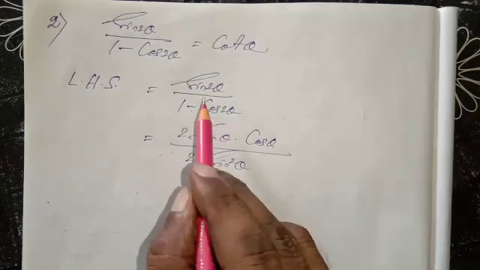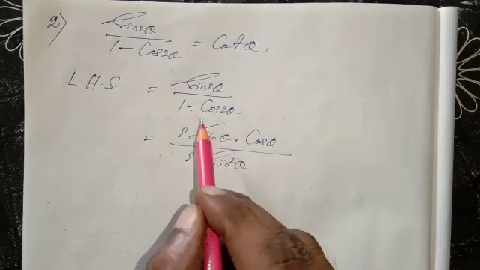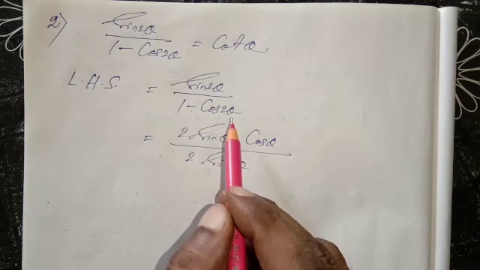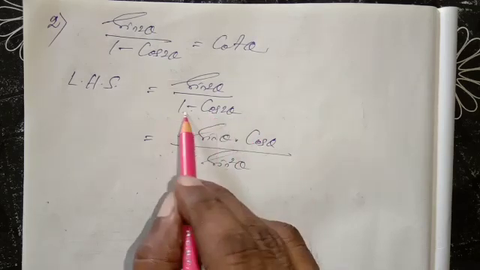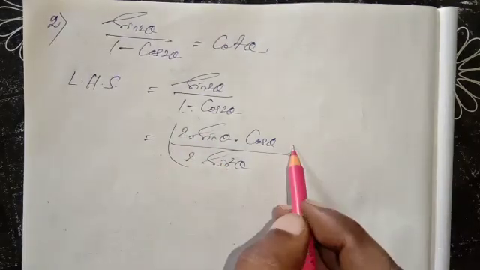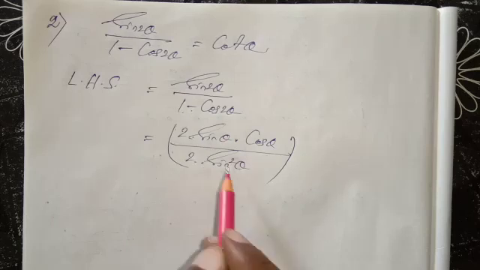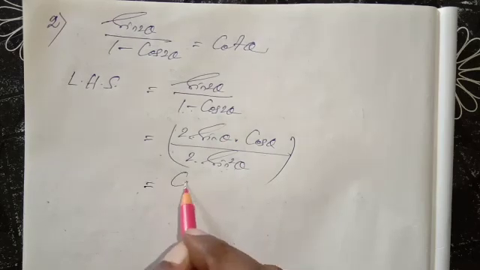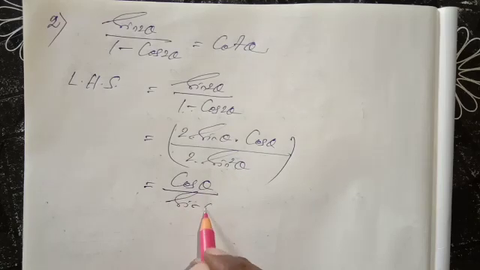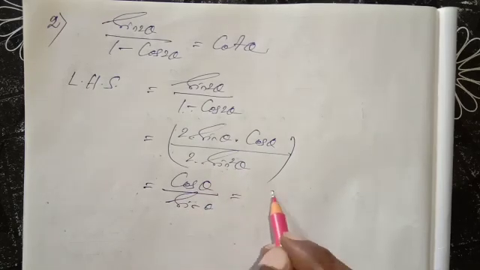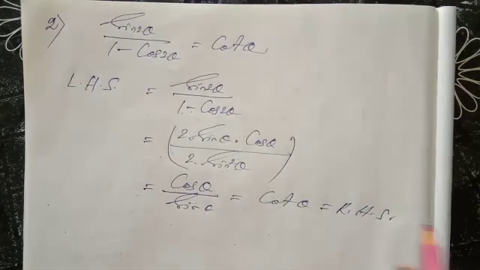Okay, the sin 2 theta formula is 2 sin theta into cos theta, and the cos 2 theta formula in terms of sin is 1 minus 2 sin square theta. If I put it here, 1 will be cancelled, finally you will get 2 sin square theta. After that, 2 cancels, 1 sin cancels, what's left? Cos theta in the numerator, and in the denominator 1 sin theta is left. Cos theta by sin theta is nothing but cos theta, which is equal to the right hand side. Let us take question number 3.